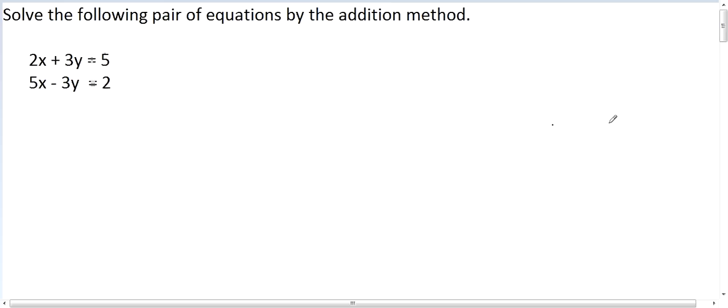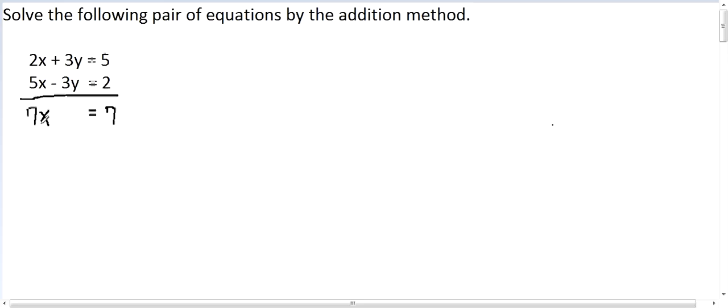Solve the following pair of equations by the addition method. The two equations are 2x plus 3y equals 5 and 5x minus 3y equals 2. So following the directions given to us, let's go ahead and add the two equations together. 2x plus 5x is 7x, and 3y minus 3y is 0, so the y terms vanish from the resulting equation, and 5 plus 2 is equal to 7.